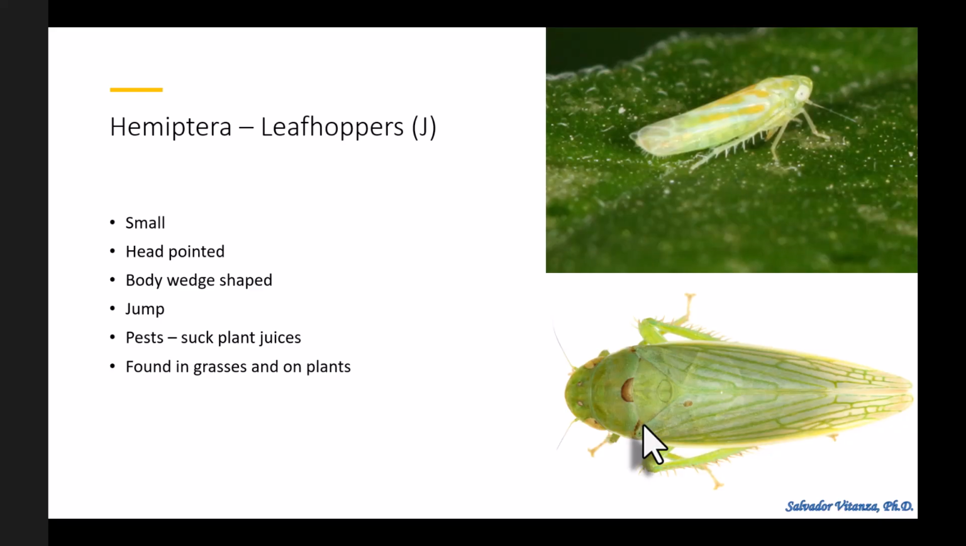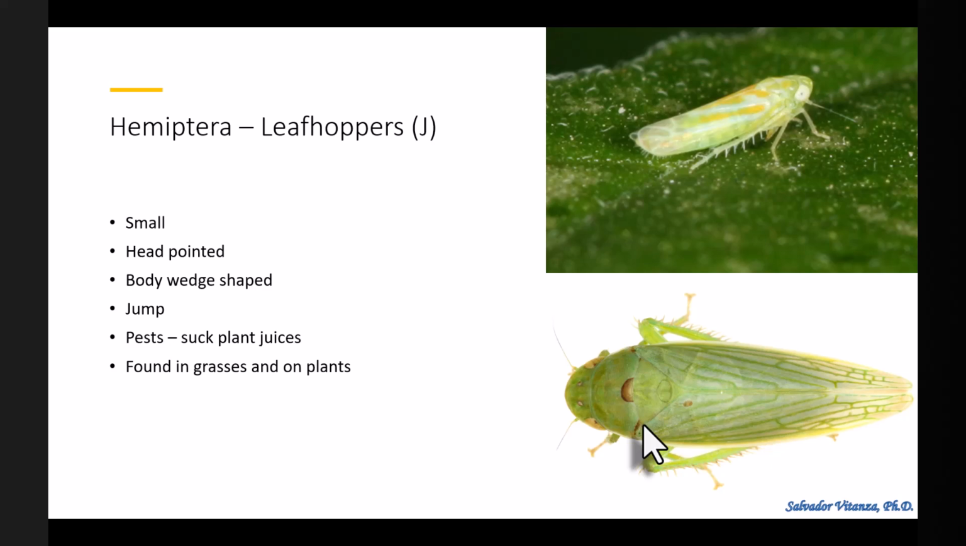These are small insects that have a pointed head. Their body is kind of wedge-shaped. If you think about the wedge that goes as a stopper for doors, like at schools and other places and buildings, that's kind of how they're shaped. They're able to jump. That's how they get the name hopper, leafhopper.